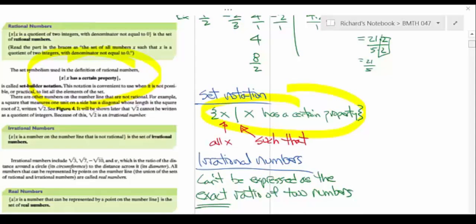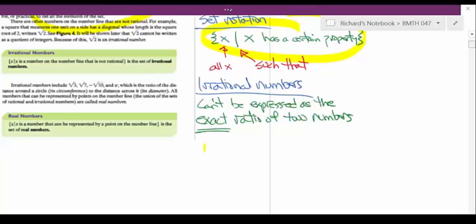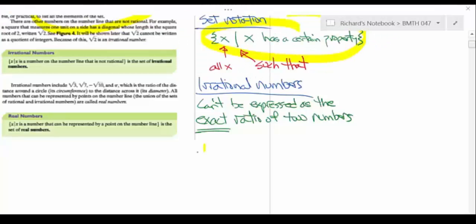So irrational numbers are numbers that can't be expressed as the exact ratio of two numbers. Some examples of irrational numbers are numbers such as square root of 2, square root of 3, numbers like pi, square root of 7, square root of 11.